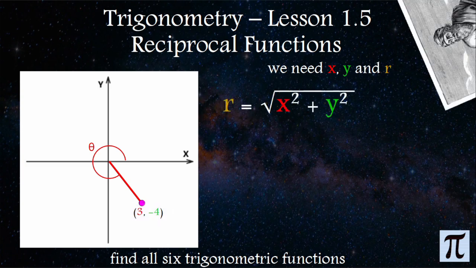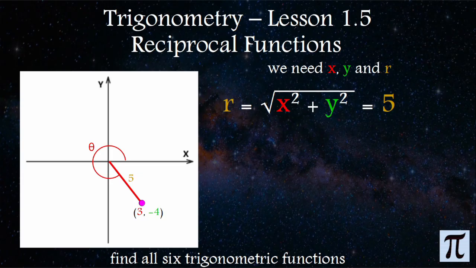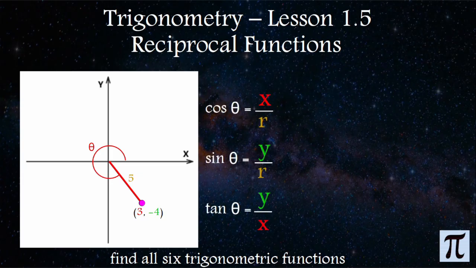Good old Pythagoras can help us find r. If we square x and square y, and then take the square root of that sum, we'll end up with the radius. In this case, it's 5. So we've rewritten our main 3 trigonometric functions. Cosine is x over r, sine is y over r, and tangent is y over x. So we can just substitute the numbers that we've already found.